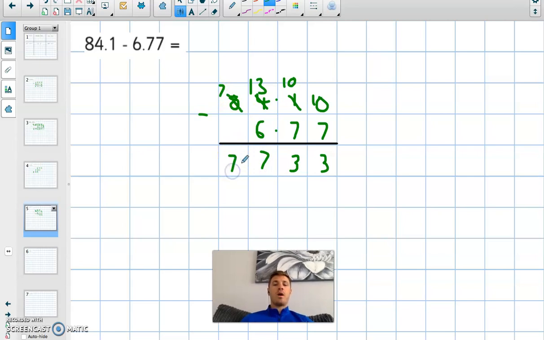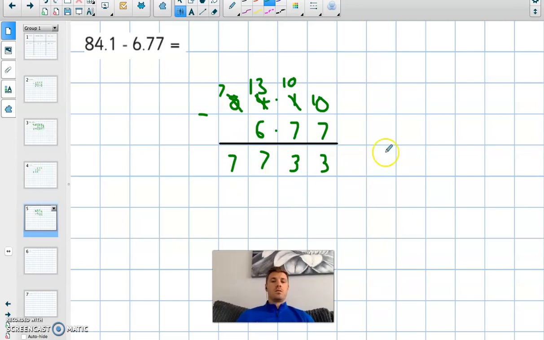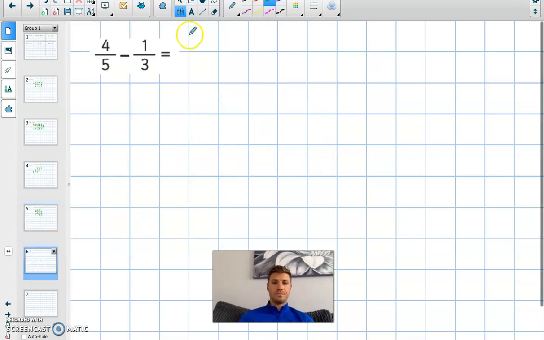Now, there's something that I've done here which is going to affect me getting the correct answer or not. What I haven't done is drop that decimal point down. That's really, really important. So 77.33 would be your answer.